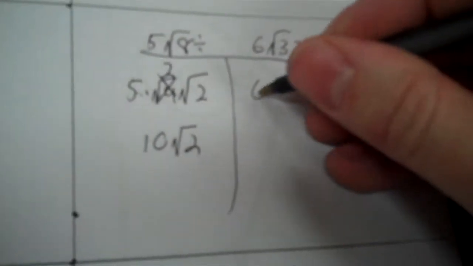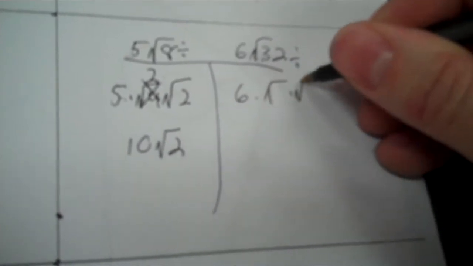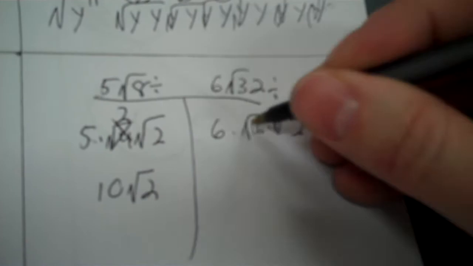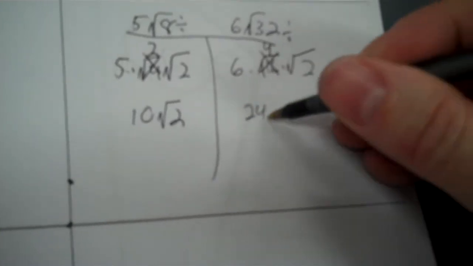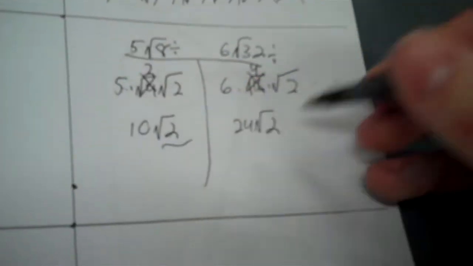Then the square root of 32. So 32 divisible by 25, nope. By 16, you betcha. So drop your 6. And then you rewrite that in 2 square roots. So you put 16 and 2. Square root of 16 is 4. So I take 6 times 4 now, and that would be 24 square root 2. And now the insides are the same. So I write square root 2 down, and I add 10 plus 24. That would be 34. 34 square roots of 2.